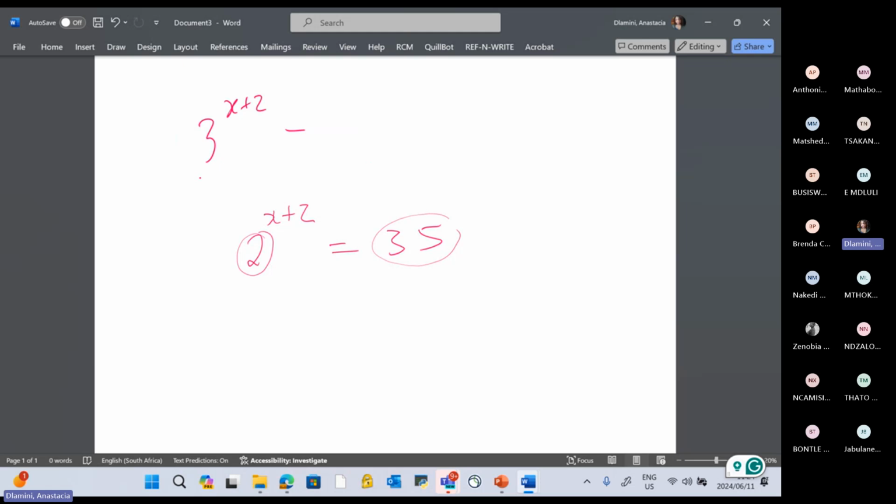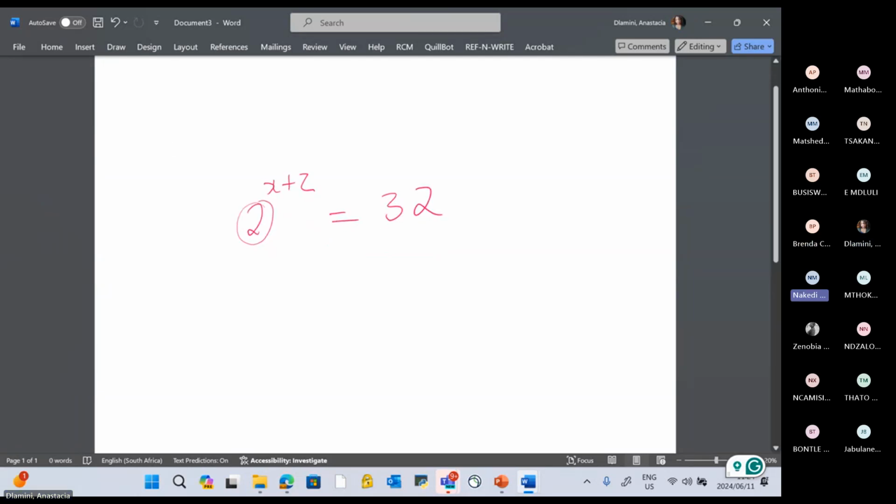2 to the power of what will give me 35? I don't think there is any number, because 2 to the power of 5 is 32. Yeah, let's say 32. I wanted 32, sorry. So what is 2 to the power of something that gives me 32? You say 2 to the power of 5, right? Yes, ma'am.